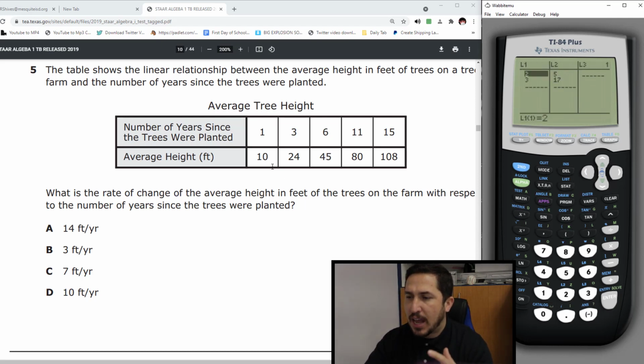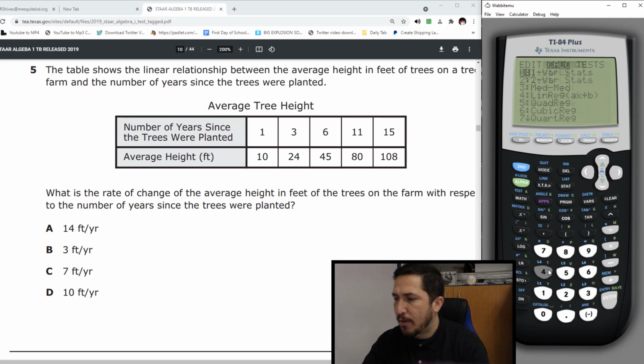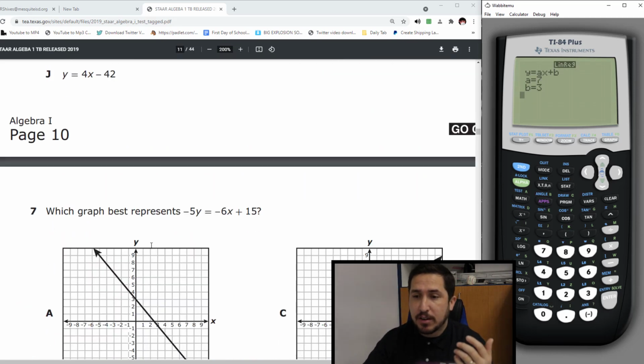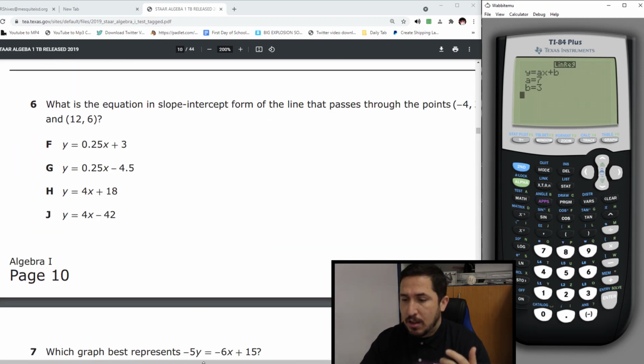So I go to edit. So I go stat, enter. Now I'm going to put in 1 here. And I'm going to put in 3 here. And then I'm going to go into the y values. 1's partner was 10. 3's partner was 24. Got it? Then I do stat over 4. Enter, enter, enter, enter, enter. A value is a slope. Boom, there's my 7. You got it. You're done. So smart.